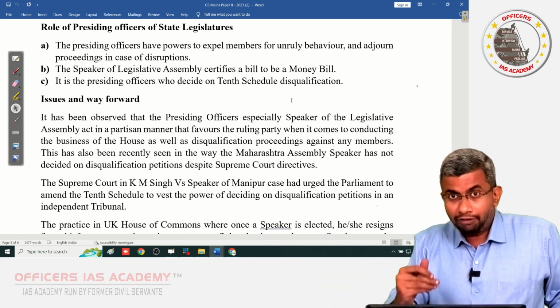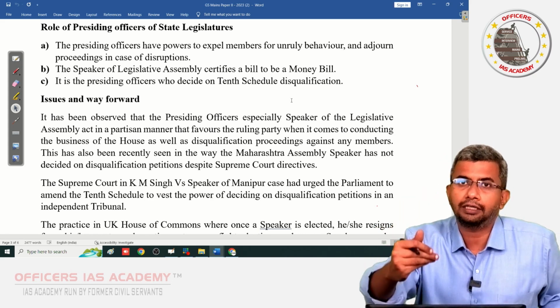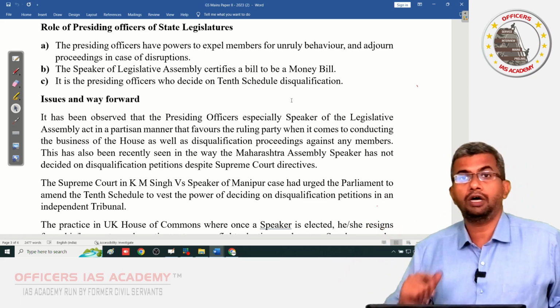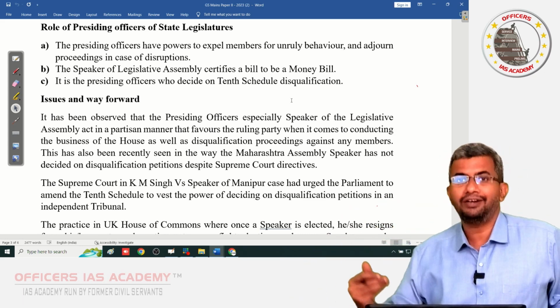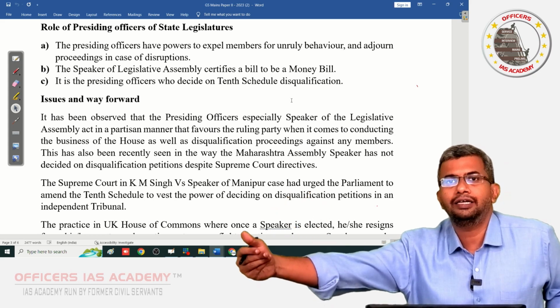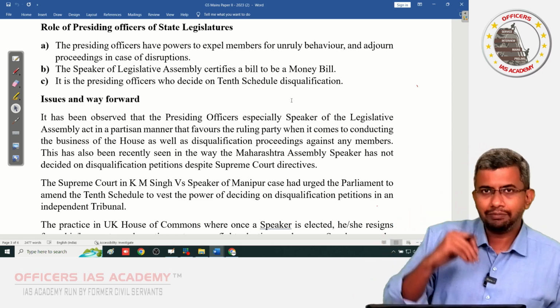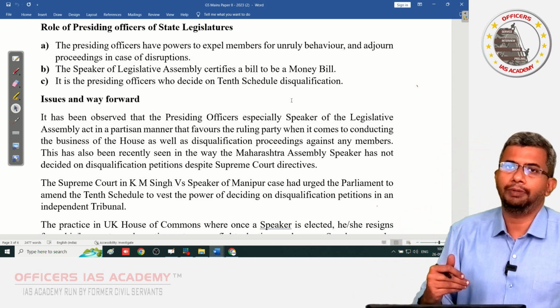So, it has been observed that presiding officers, especially the Speaker of the Legislative Assembly, act in a partisan manner which favors the ruling party when it comes to conducting the business of the House, as well as disqualification of members. This can also be seen recently in the delay in decision making by the Maharashtra Assembly Speaker. In the KM Singh case, the Supreme Court gave a direction that speakers should decide on such matters within a period of 3 months.